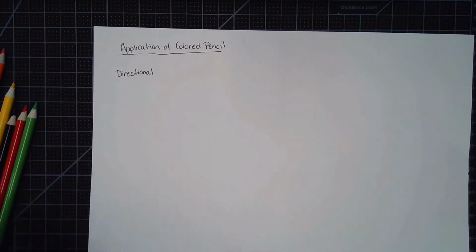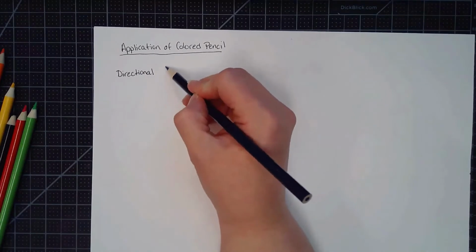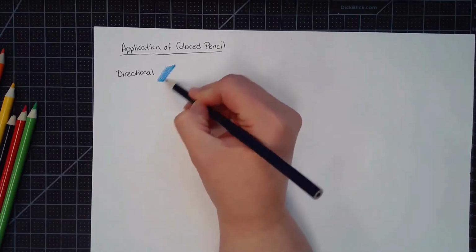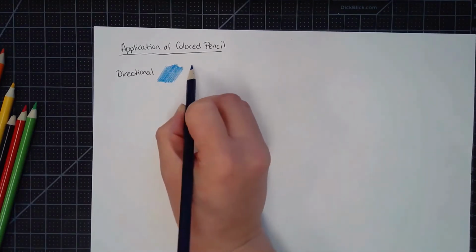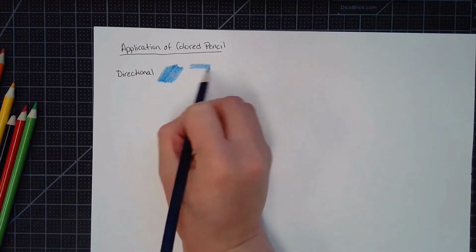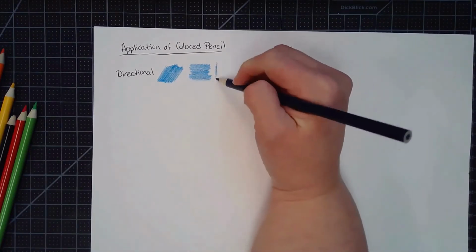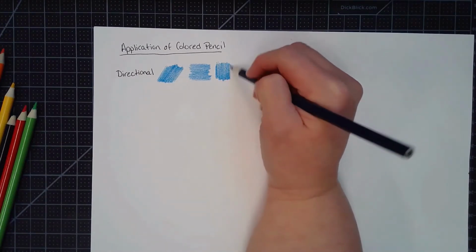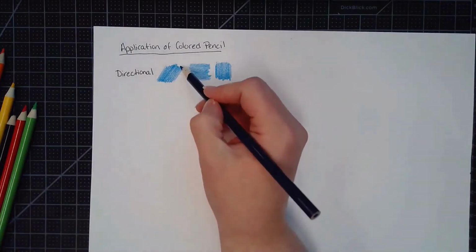So I'm going to choose a colored pencil here. An example of directional would be just moving your pencil back and forth as you color. That could be in a diagonal movement. Sometimes we may go horizontal. Sometimes maybe vertical. But all we're doing is moving our pencil to one side and the other.